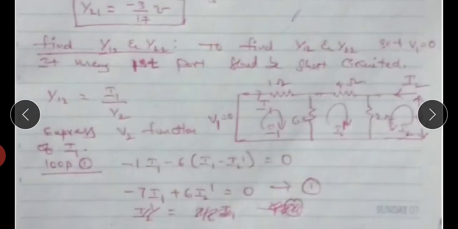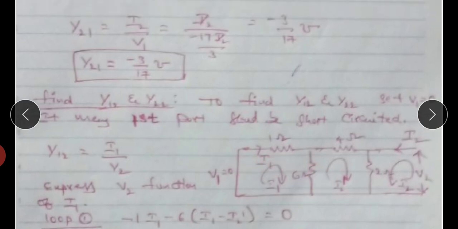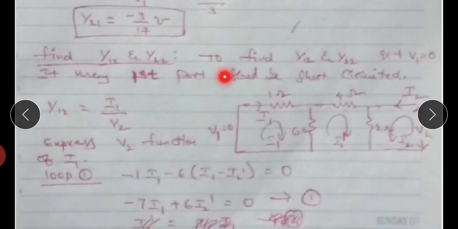So next, find y12 and y22. To find y12 and y22, set v1 equals 0. It means the first port should be short circuited. So the first port should be short circuited here, so the v1 value equals 0. I1 is port 1 current, v2 port 2 voltage, I2 port 2 current. So first find y12. y12 equals, by the formula, I1 by v2.